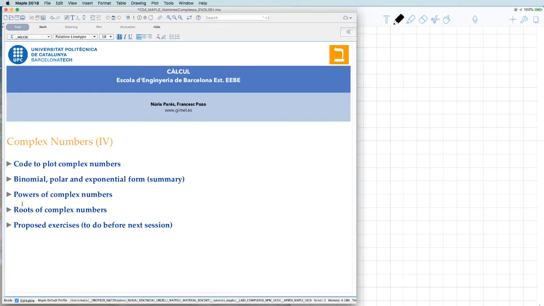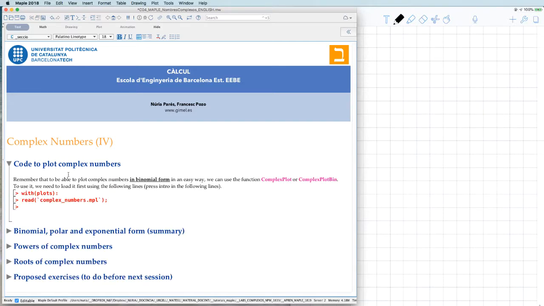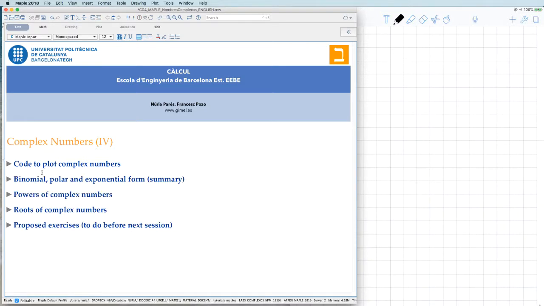In this tutorial, we are going to make a brief summary of the three forms to represent a complex number: binomial, polar, and exponential form. And we are going to see how to compute powers and roots of complex numbers. Remember that in order to be able to use the commands complex plot and complex plot bin, we have to enter these two lines to read this file.